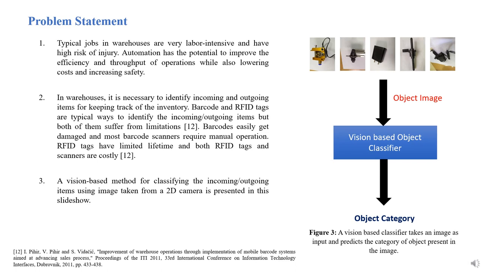The objective of this research is to develop a deep learning based vision system to classify items in an automated warehouse environment. A vision-based classifier takes as input an image from a 2D camera and predicts the item present in the image. This is illustrated in Figure 3.